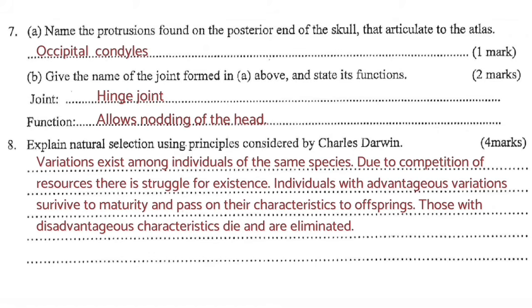Organisms that have advantageous variations, these are the variations that enable them to adapt better to their surroundings, are going to survive, grow to reproductive maturity, and pass on these characteristics to their offspring. Those that have disadvantageous variations will die and will be eliminated from the species.